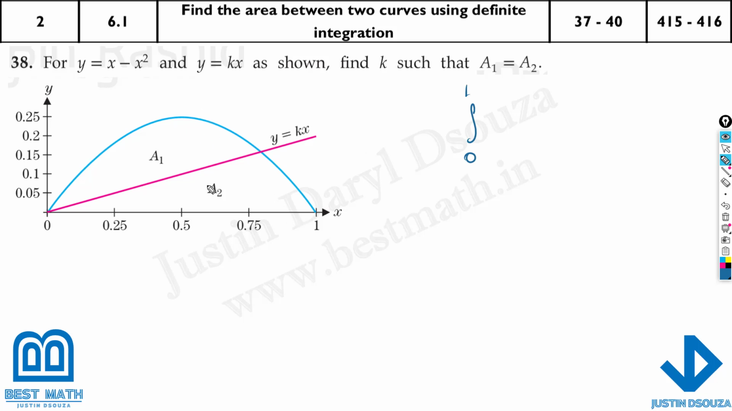And it is the upper function minus the lower function. What is the upper function? This one is given as x minus x squared, and this is y is equal to kx. So here what you do is x minus x squared minus, what is the lower function?